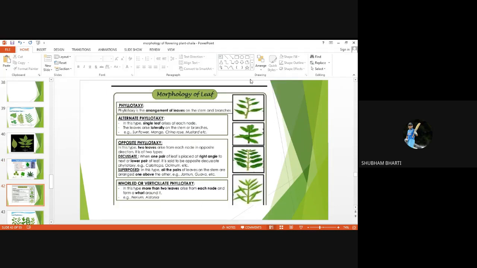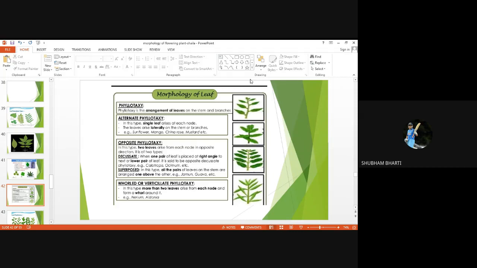ओके नेक्स्ट वन इज द मॉर्फॉलॉजी ऑफ लीफ मध्ये आपण बघणार आहेत फायलोटॉक्सी. सो व्हॉट इज मीन बाय फायलोटॉक्सी? फायलोटॉक्सी इट इज द अरेंजमेंट ऑफ लीव्ज ऑन द स्टेम अँड ब्रांचेस. त्या लीव्हची अरेंजमेंट त्या स्टेमवरती कशी आहे हे आपण बघणार आहेत फायलोटॉक्सी. अल्टरनेट फायलोटॉक्सी, अपोजिट फायलोटॉक्सी and whorled phyllotaxy.